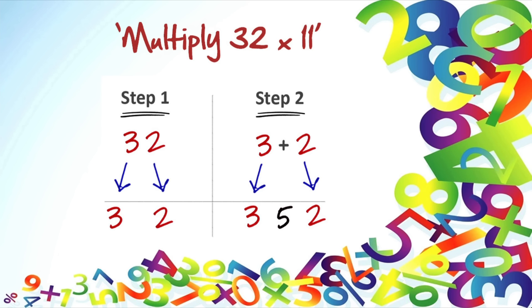So what we're going to first do is multiply by 11. We're going to do it together. If you blink, you're going to miss it. So just watch it, OK? We're going to do 32 times 11. We split 3 and 2, and we add 3 and 2 and paste it in the middle, and we get the answer as 352.